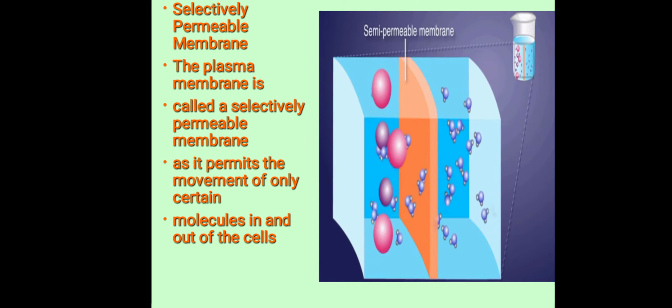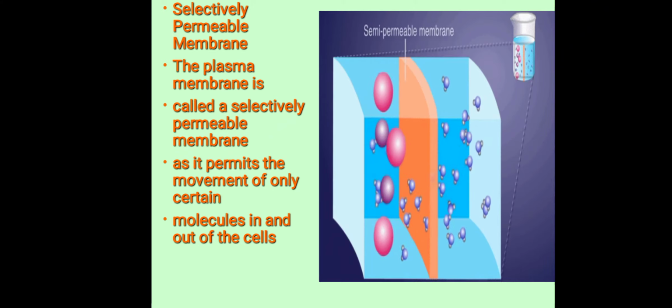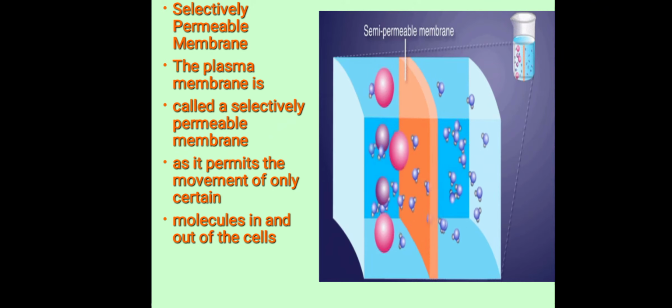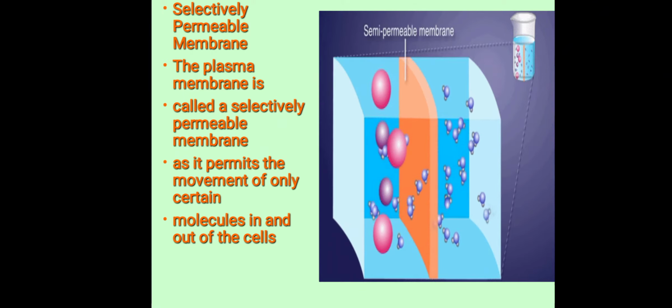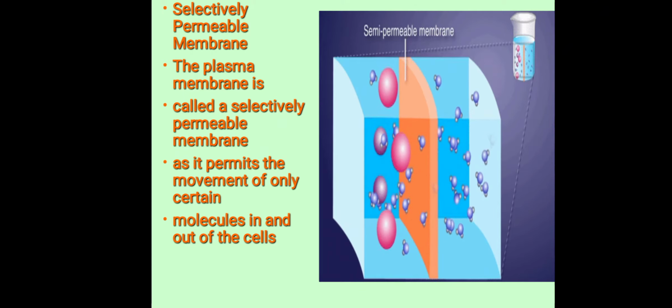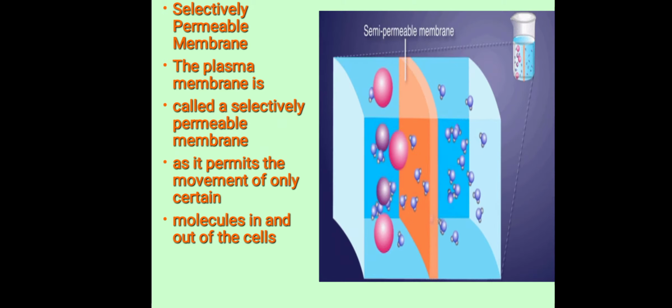So what is a selectively permeable membrane then? In our living cell, our cell membrane, our plasma membrane is called a selectively permeable membrane because it permits only the selected molecules in and out of the cells.